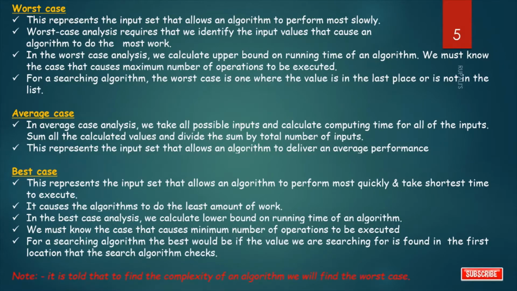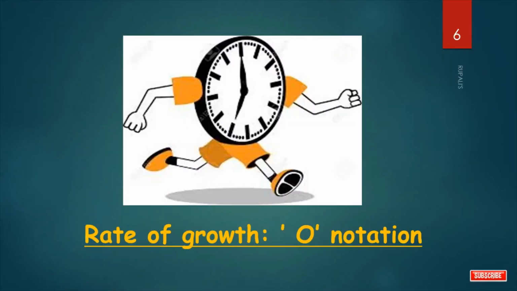So, it is told that to find the complexity of an algorithm, we will find the worst case. Rate of growth of big O notation. When we analyze an algorithm, we just ignore some cases like in which hardware this program will run, in which environment this program will run, etc.